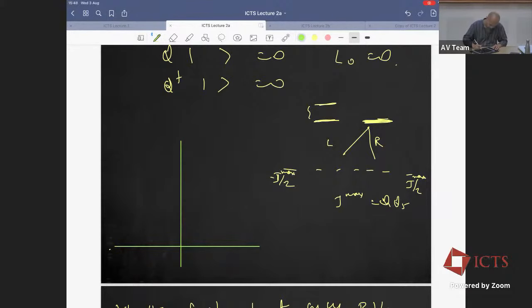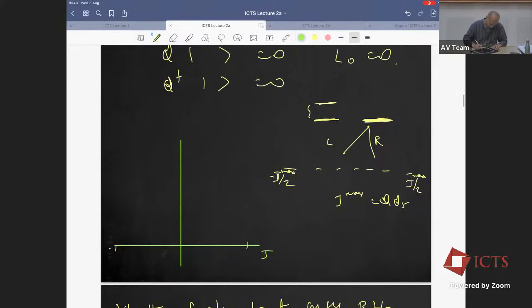So this is J, and this is minus J max. It looks something like this. Okay, so they peak at zero. Okay, so somehow supergravity is seeing an average value. Okay, that's one way to understand. That's the best intuition I have.